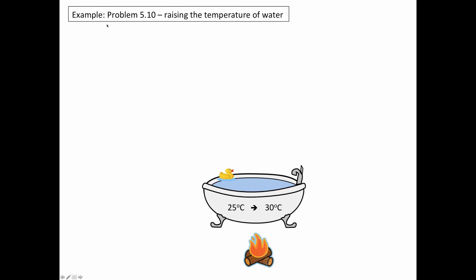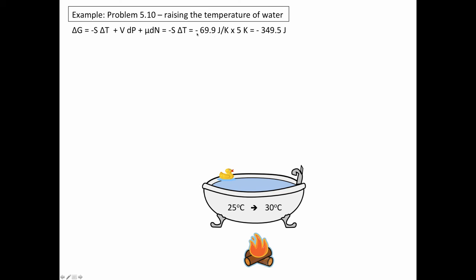Finally, let me go through problem 5.10, raising the temperature of water. So let's suppose we want to raise the temperature of a tub of water from 25 degrees Celsius to 30 degrees Celsius. So the change in the Gibbs free energy in this case is given by the thermodynamic identity. We're doing it at constant pressure, and we're not going to lose any molecules of water, so the Gibbs free energy change is minus SdT.